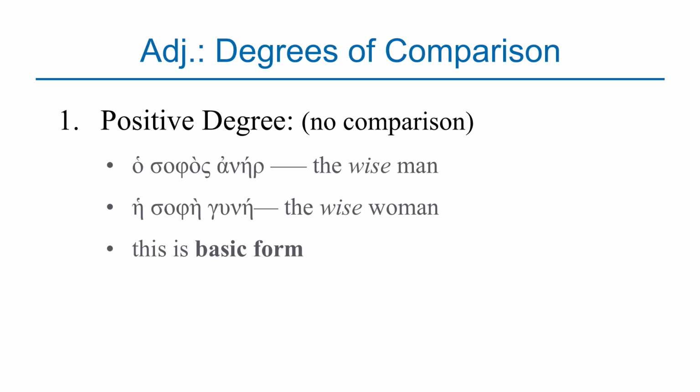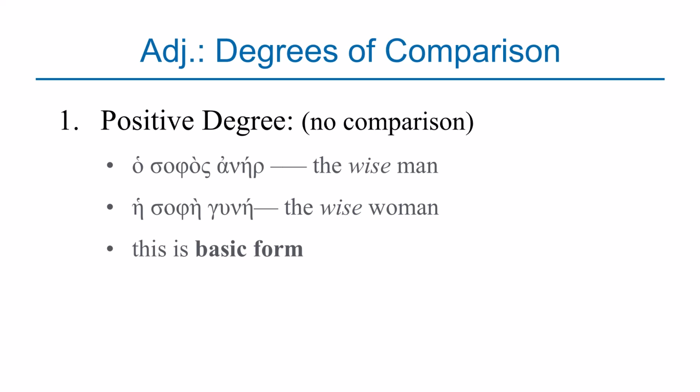The positive degree is used when you're not showing comparison. For example, when you say, this man is wiser than the other, that one is showing comparison. But when you say the man is wise, you're not showing comparison. So when you're using an adjective but not showing comparison, it's in the positive degree.